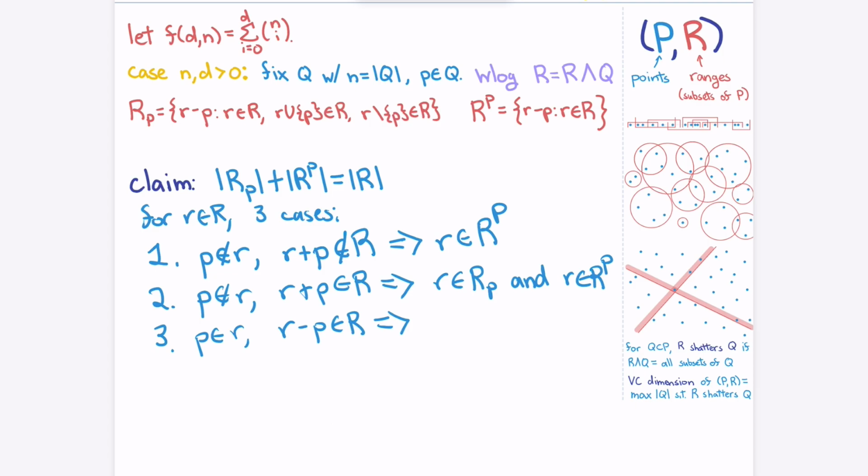So I'm okay with number one. R is a range, P is not in R, so R minus P is just R. And so that's in the second set. This should be a plus. In particular, it's not in the first set, right? Because R plus P is not a range. I told you this is going to be a terrible explanation.